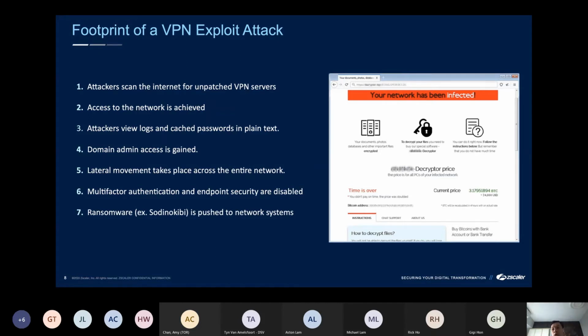So for example, TravelX actually got compromised by similar techniques. I wouldn't say it is exactly the same, but it also started from unpatched VPN servers. Okay, so this is what we are seeing from the VPN exploit point of view.